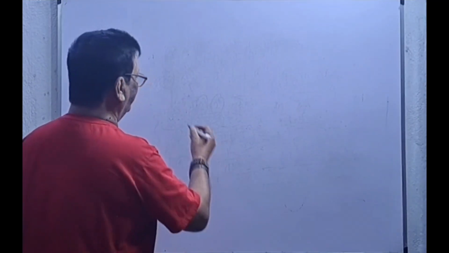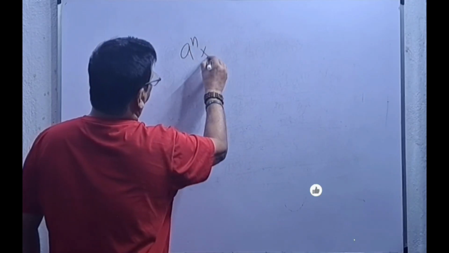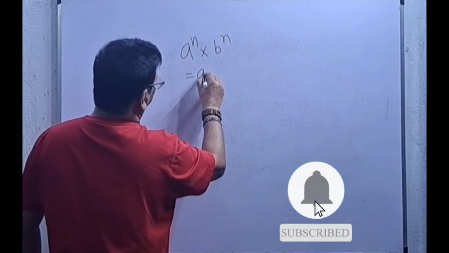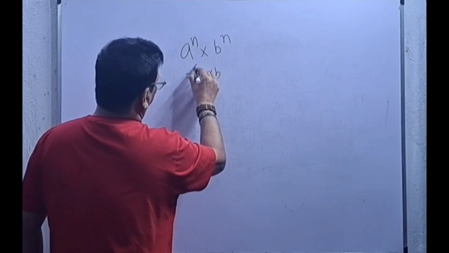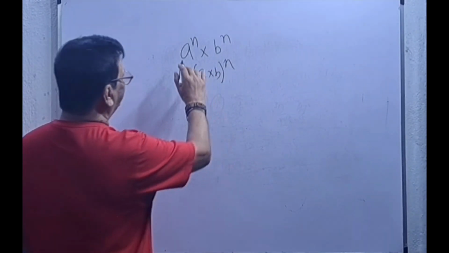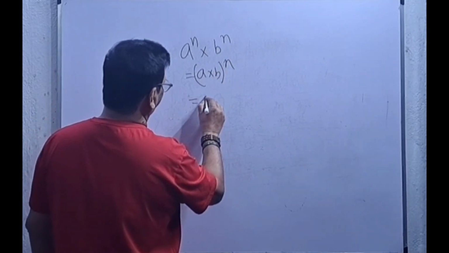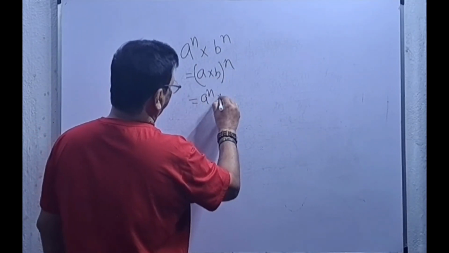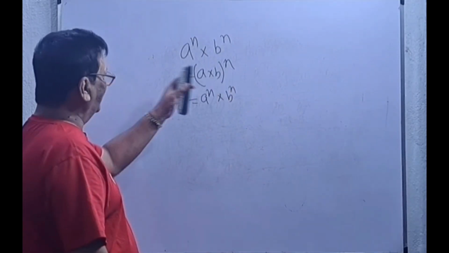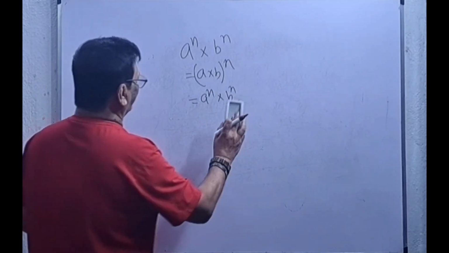I told you, you remember this? a to the power of n multiplied by b to the power of n can be written as a multiplied by b to the power of n. Right? This is called distribution of power. Distribution means if you break it up, it becomes a to the power of n multiplied by b to the power of n. We have distributed the power, same power. Because it's the same power, we have distributed it. Now, depending on this, we have a problem.